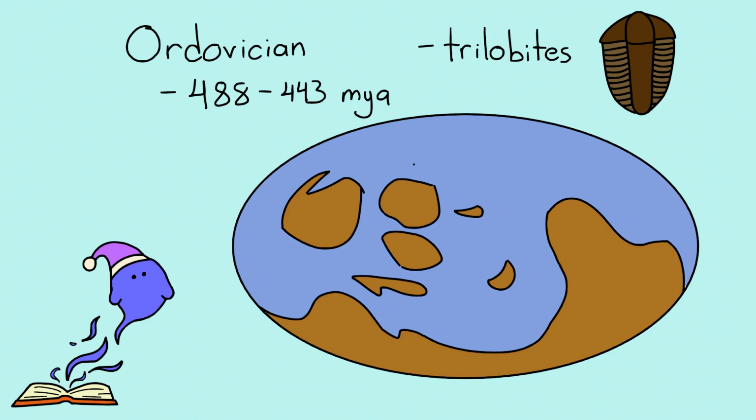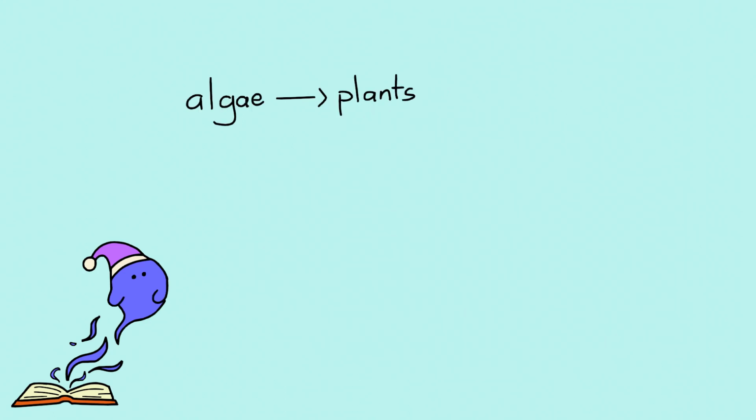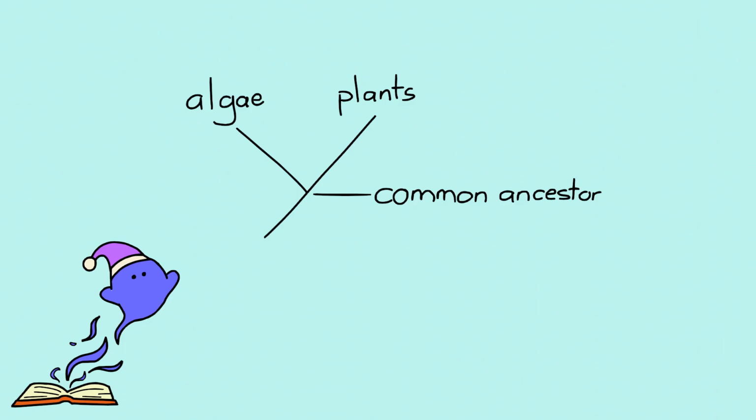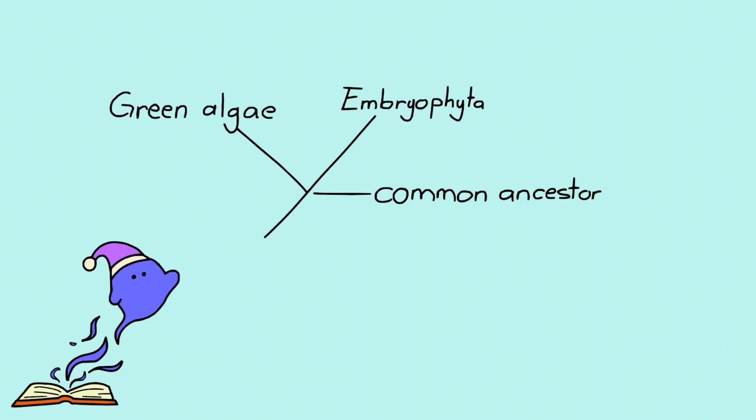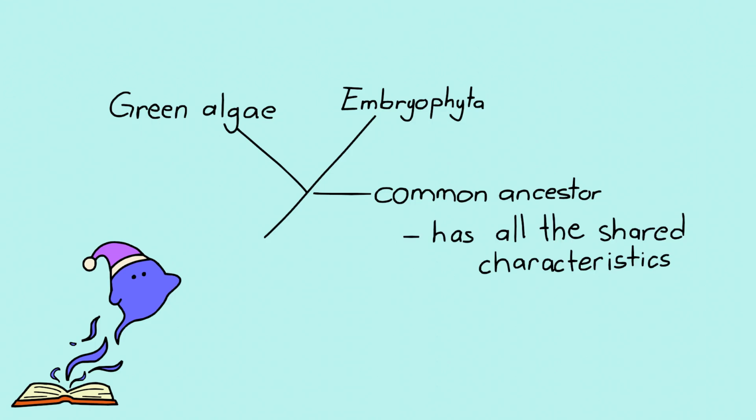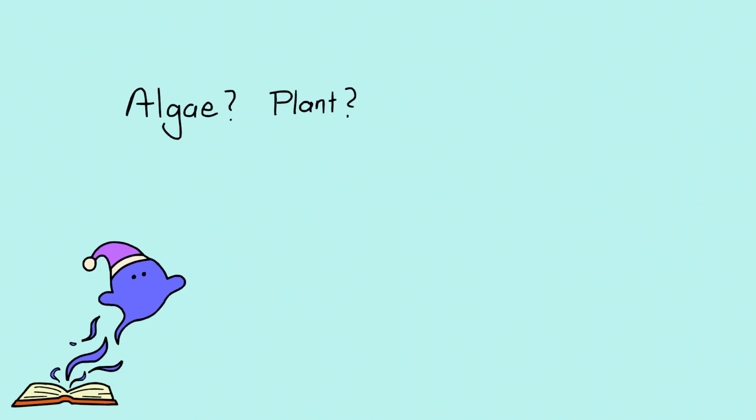So what happened? We know that during this time, algae were around, and the short answer is that algae are the ancestors of plants. That doesn't mean that all algae became plants. A better way to put it is that plants share a common ancestor with a group of algae, particularly green algae, that mostly live in freshwater environments. In this context, a common ancestor refers to an organism that had all the characteristics that these two groups share, and the differences they have are due to their separate evolutionary histories. Let's pause there for a moment.